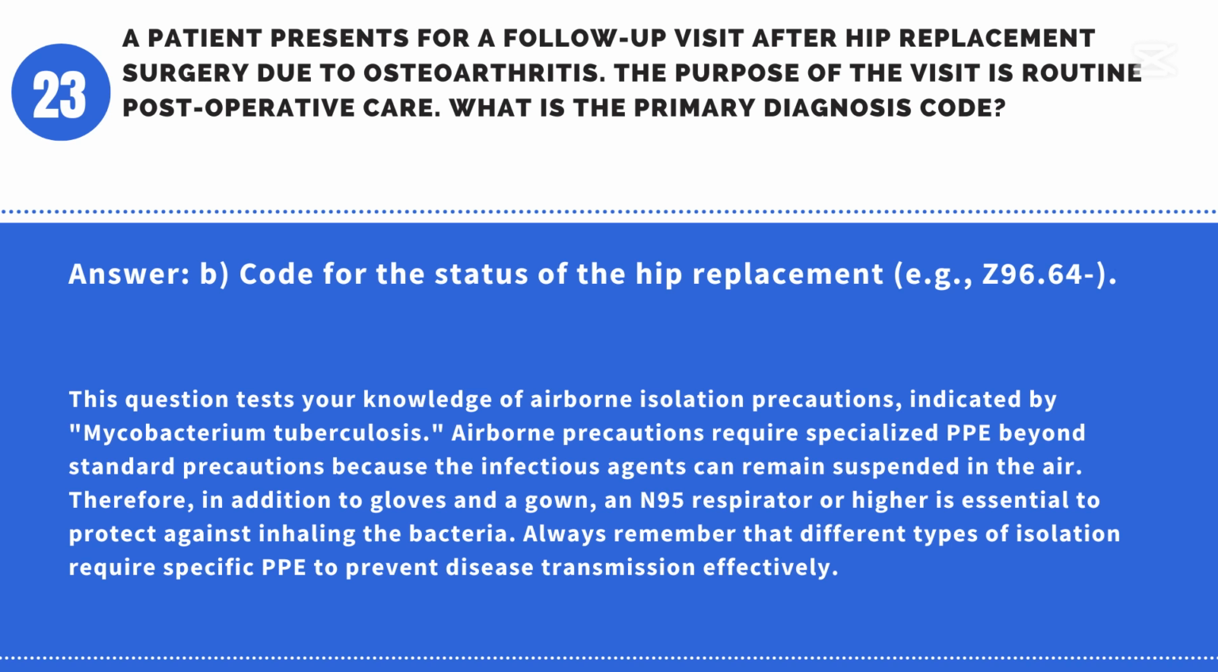ICD-10-CM provides Z codes to indicate the presence of artificial joints or other prosthetic devices. When a patient is seen for routine follow-up related to the presence of such a device, the appropriate Z code indicating the status, example artificial hip joint, is typically the primary diagnosis. This code tells the story that the patient has a prosthetic and is being managed for that status.